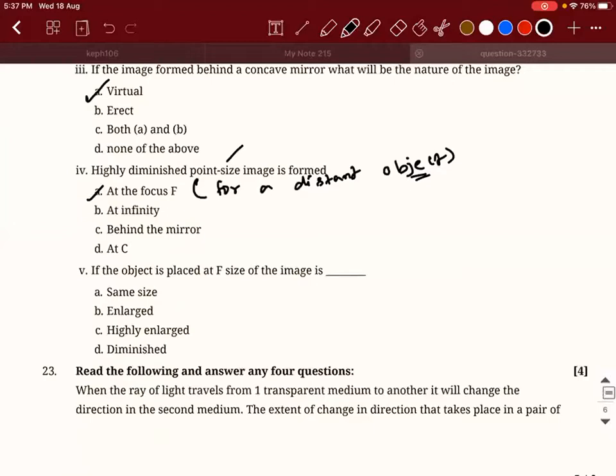If the object is placed at f, size of the image? Highly enlarged. Which one? The image is formed at infinity. So any image formed at infinity is highly enlarged. Correct.